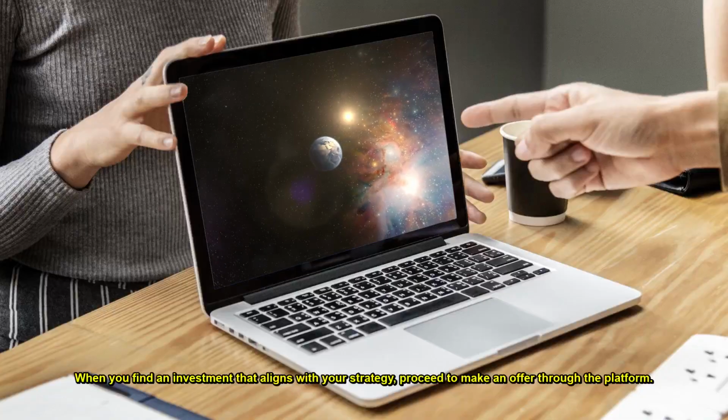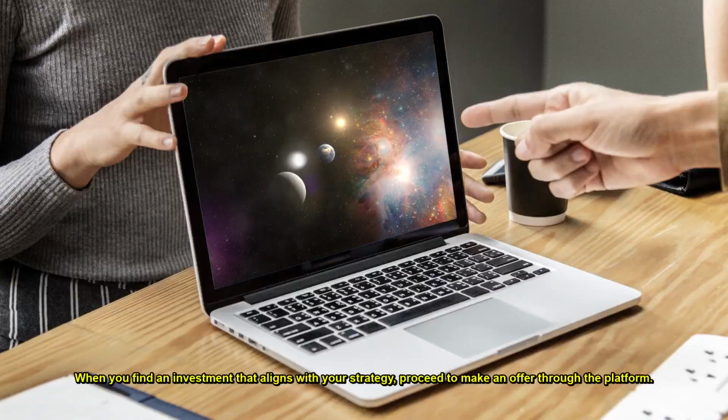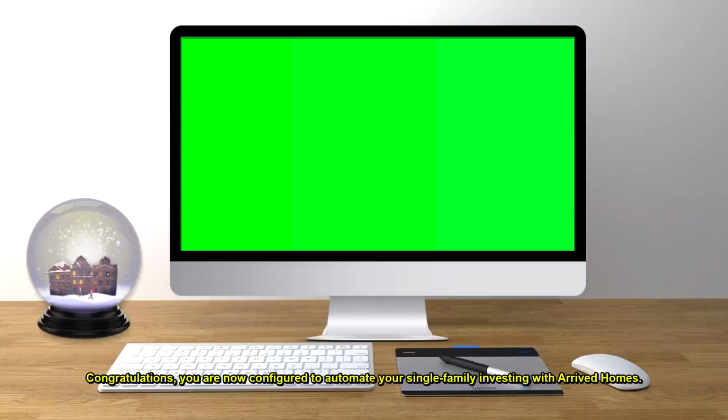When you find an investment that aligns with your strategy, proceed to make an offer through the platform. Congratulations, you are now configured to automate your single-family investing with Arrived Homes.